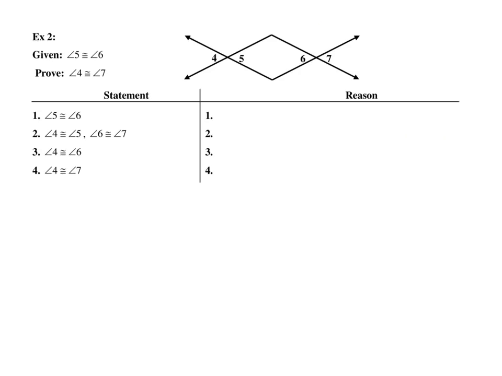Example 2, angle 5 is congruent to angle 6. All right, that's given. And then we have angle 4 is congruent to angle 5. All right, and angle 6 is congruent to angle 7. All right, well, how do we know that? Well, those are vertical angles here. So that's the vertical angles theorem.